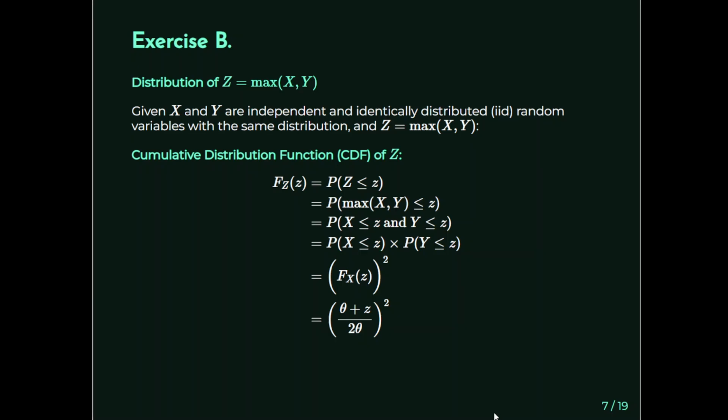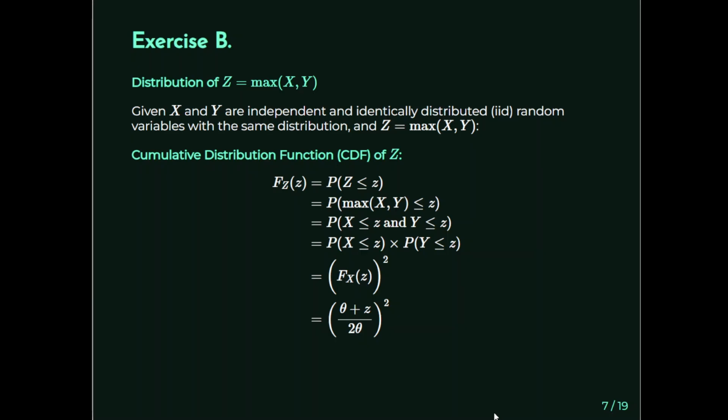So the probability of X less than or equal to z and Y less than or equal to z, these are independent events. So essentially what we have here is the probability of X less than or equal to z times the probability of Y less than or equal to z. In both cases they're equal to each other. Remember that we were told that X and Y are pretty much the same. So essentially what we have here is F subscript X of z, squared.